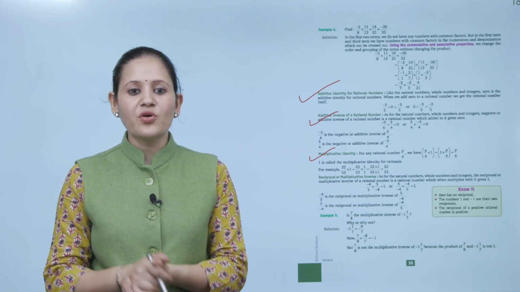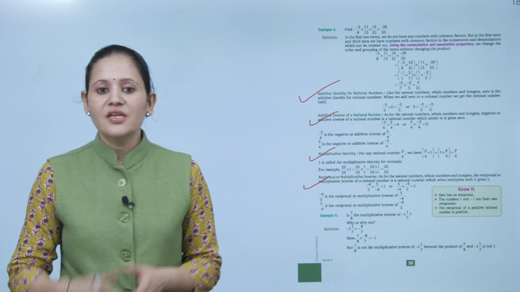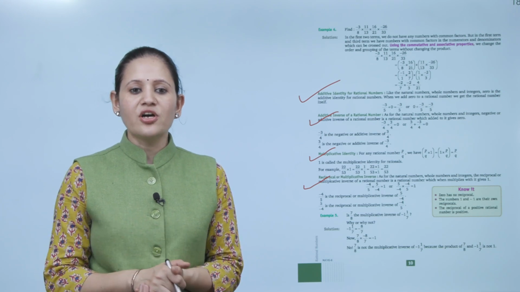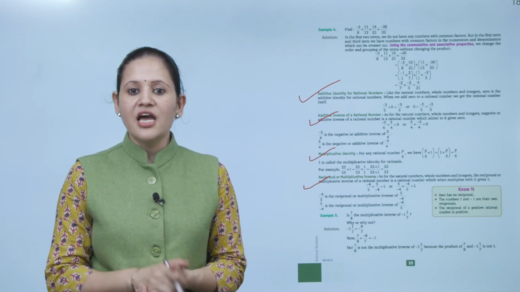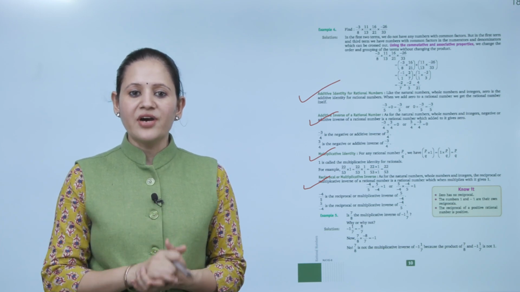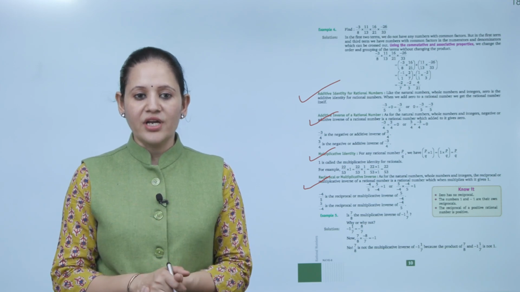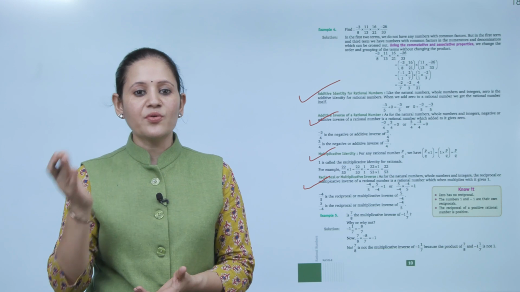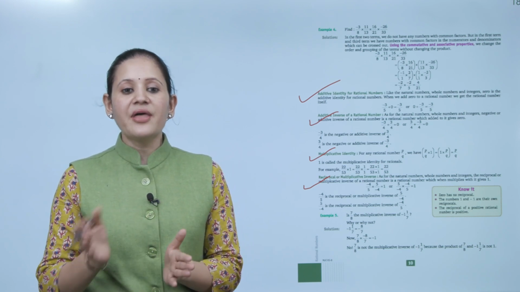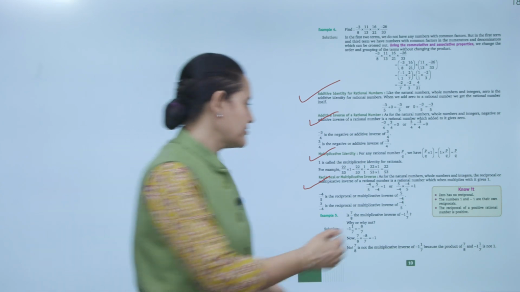Next is reciprocal or multiplicative inverse. As for the natural numbers, whole numbers and integers, the reciprocal or the multiplicative inverse of a rational number is the rational number which when multiplied with it gives 1. Minus 4 by 5 multiplied by 5 upon minus 4, that gives you 1. So minus 4 by 5 is the reciprocal or the multiplicative inverse of 5 upon minus 4, and 5 upon minus 4 is the reciprocal or multiplicative inverse of minus 4 upon 5. Know it.